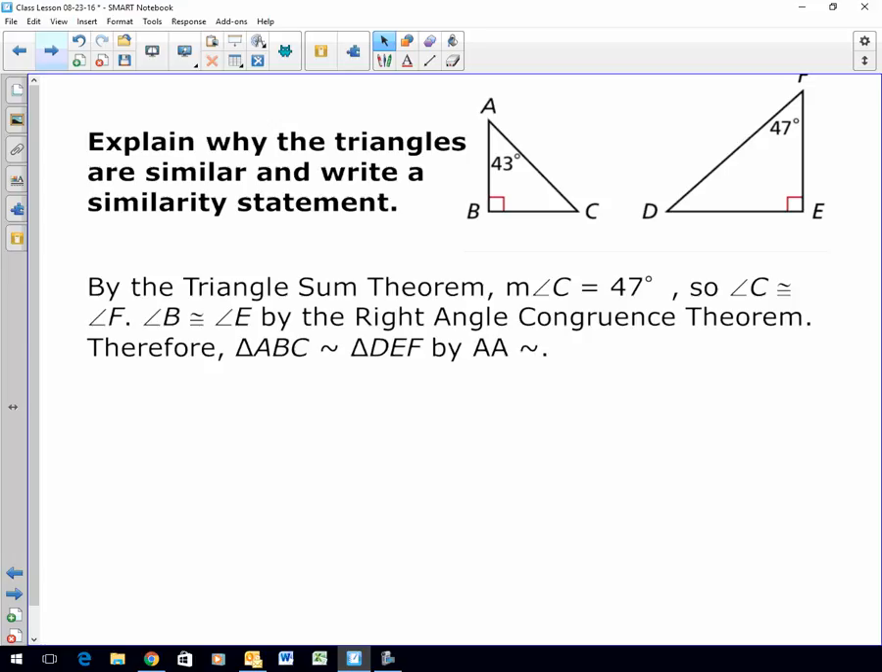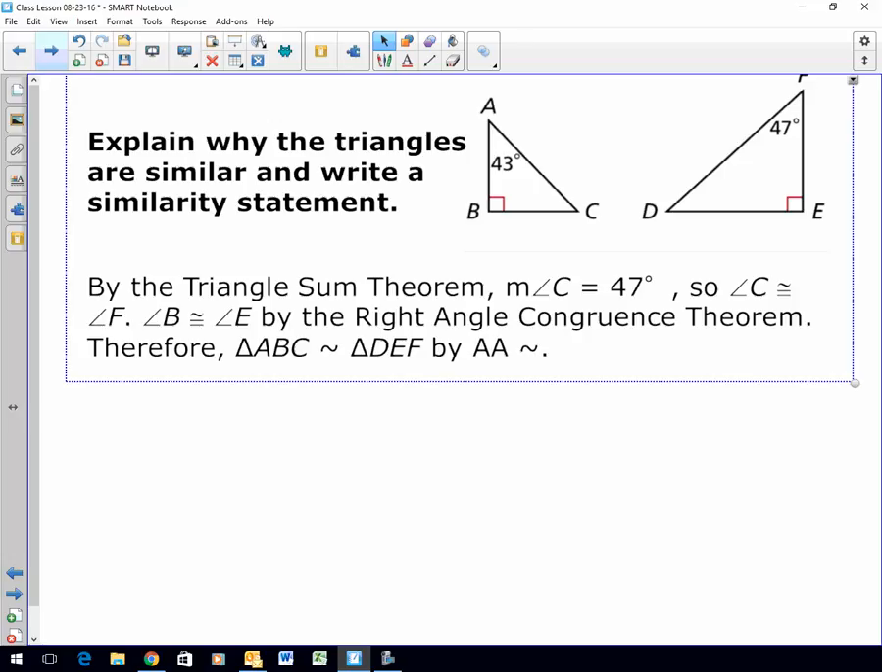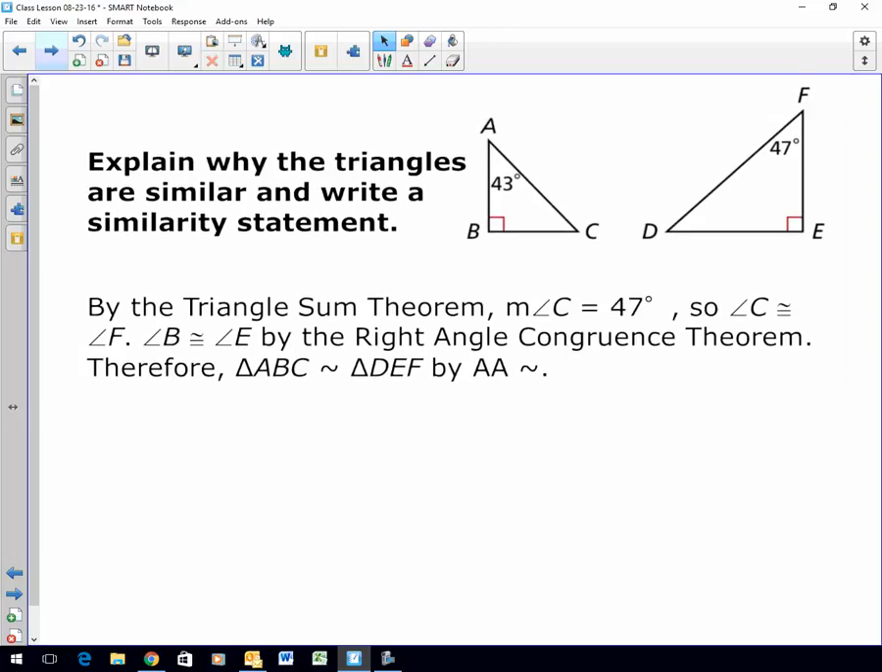Angle A is 43 degrees. Angle F is 47 degrees. Are my triangles similar right now? Okay, I get it. I don't know, Mr. Cobb. You tell me. All right, check it out.